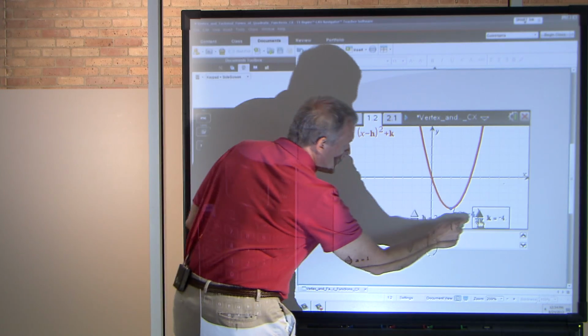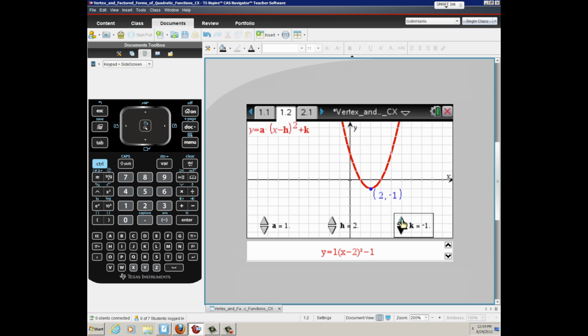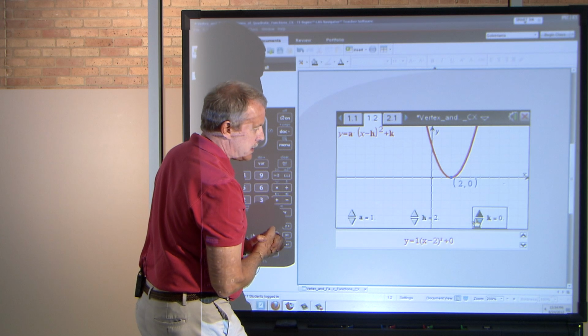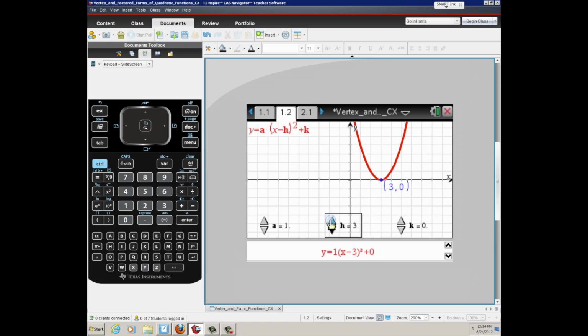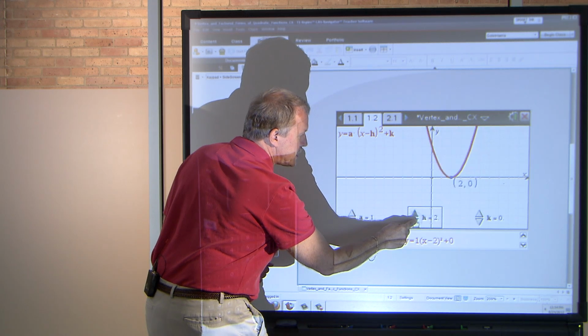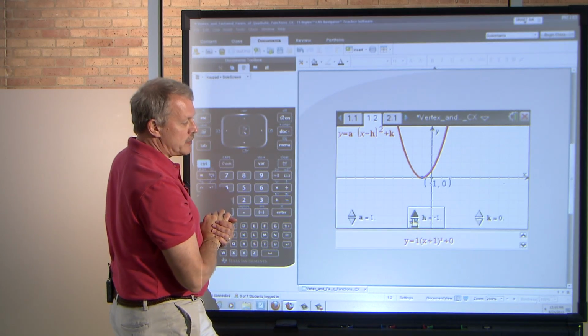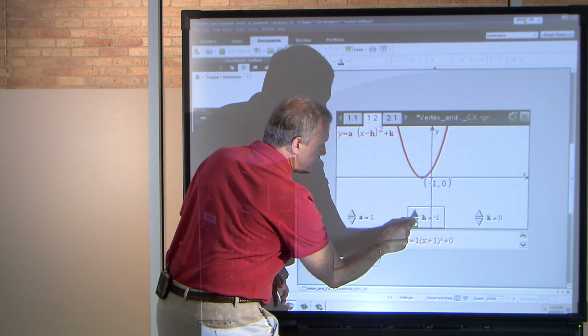Similarly, let me go ahead and pull this back up a little bit. I can also look at the h parameter, the one inside the quantity squared. And so as I increase h, (x minus 3) squared, (x minus 4) squared, you can see that the graph is shifting to the right. And as h decreases, it is shifting to the left. Here the vertex is at (negative 1, 0), y equals (x plus 1) squared, plus 0.